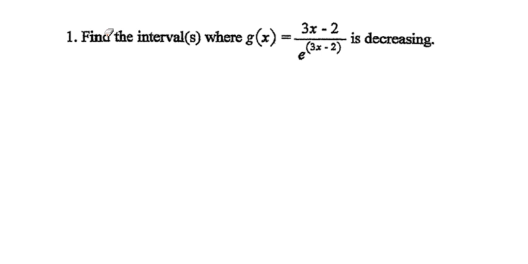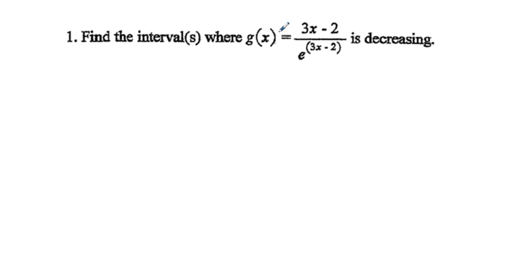Problem 1, find the interval or intervals where g of x equals (3x minus 2) over e to the power of 3x minus 2 is decreasing. So we're talking g, not g prime or g double prime. So this is a first level to find where the function g is decreasing.